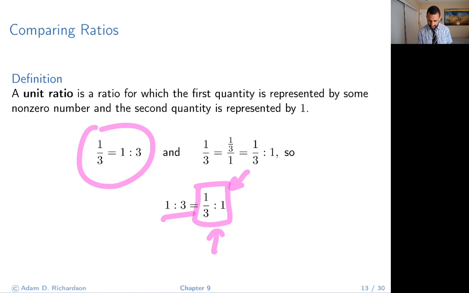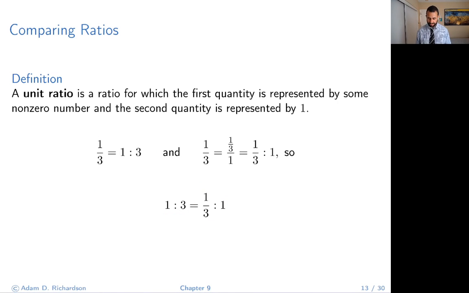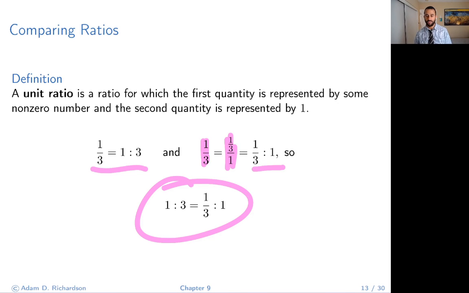But let me go through this funky looking algebra. I find that this algebra is almost too complex, way more complex than it needs to be, but let's go through it. We know that this is true just by definition: 1/3 is the same as saying 1 to 3. But we can also write 1/3 as 1/3 over 1, right? That doesn't change anything. That's just like multiplying by 1 over 1. But then this, by definition, is 1/3 to 1. So what we're saying is that 1 to 3 is the same as 1/3 to 1. All right, that's the idea.